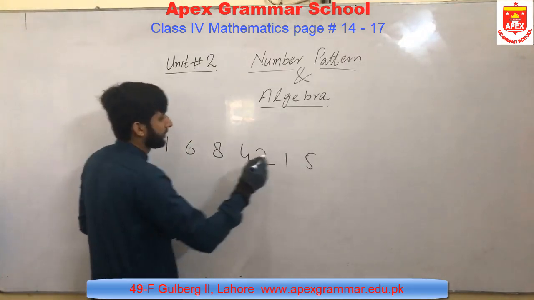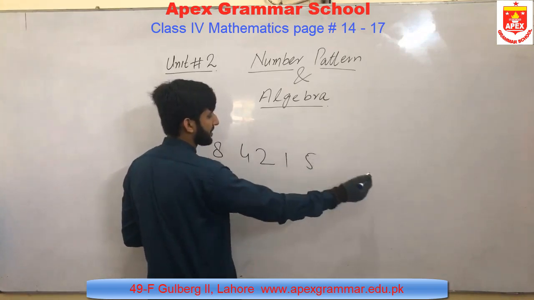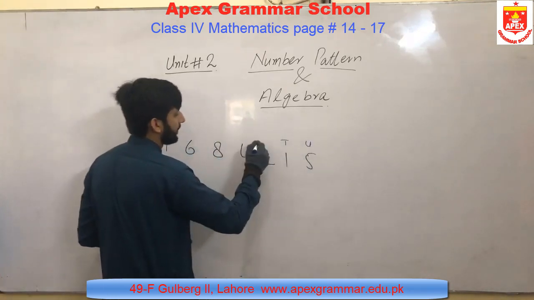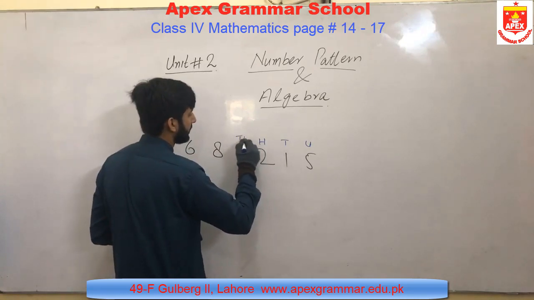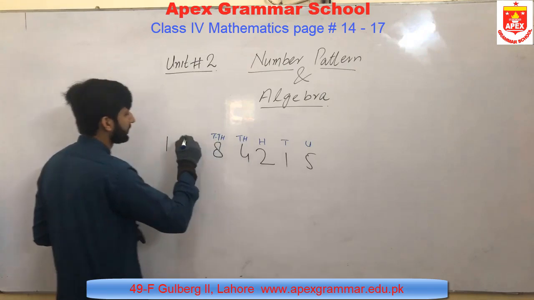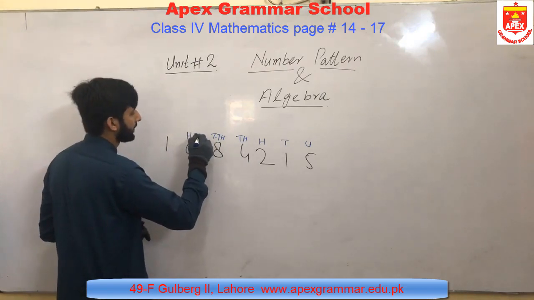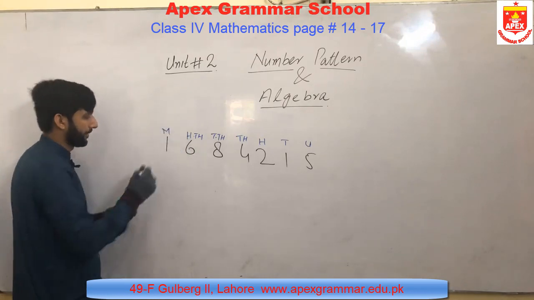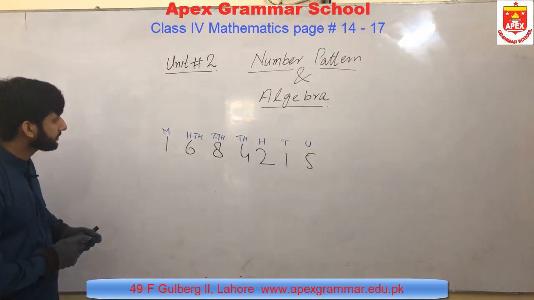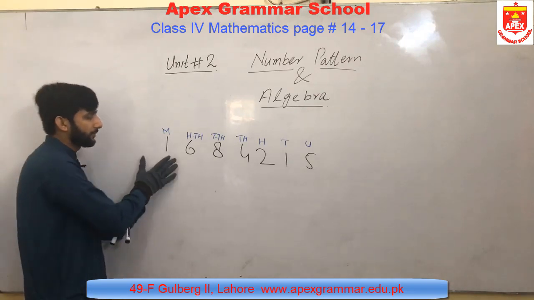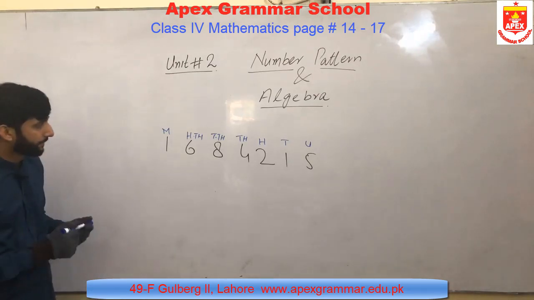Okay, let's write their positions from extreme right side. This is unit, this is 10, 100, 1000, 10,000, 100,000 and then million.